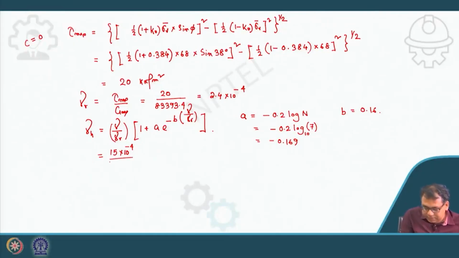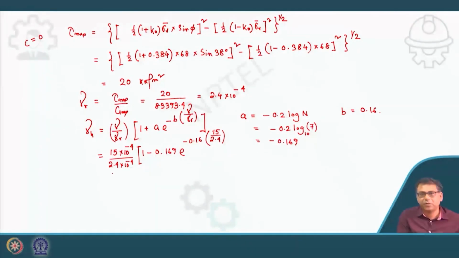Divided by reference strain, which is 2.4 into 10 to the power minus 4. Then 1 plus A is 0.169 e to the power minus 0.16. Then here again 15 by 2.4, I can write 10 to the power minus 4, and 10 to the power minus 4 will cancel. So this is the expression, and from here strain H is coming out to be 5.86.